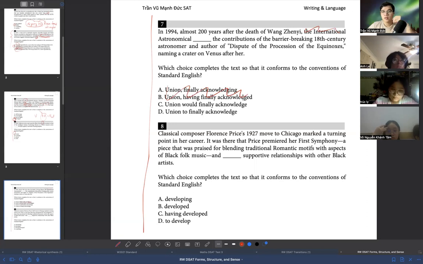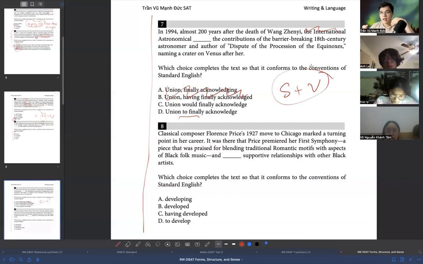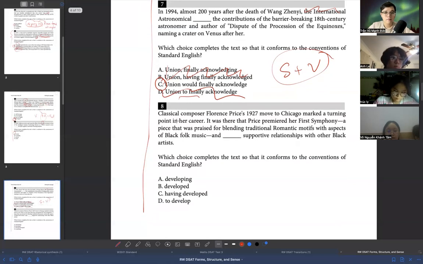To finally acknowledge. This is wrong because if this is the case, it won't be a complete sentence, S plus V, right? Every sentence in English has to have this form, S plus V, unless the author does it on purpose to make the sentence somewhat special, to dramatize it. But on the SAT, it won't happen, so don't worry about that. So D is also wrong. C is the correct answer. All right. How about 8?